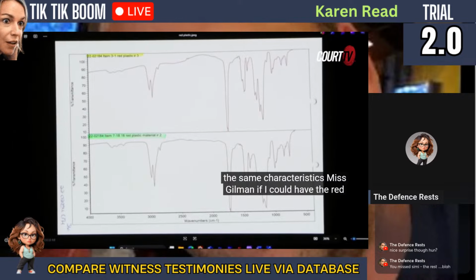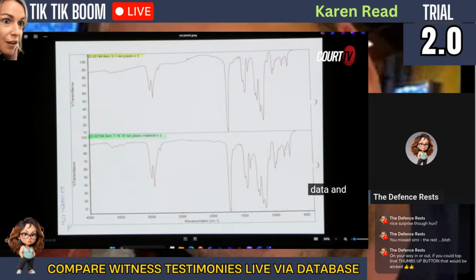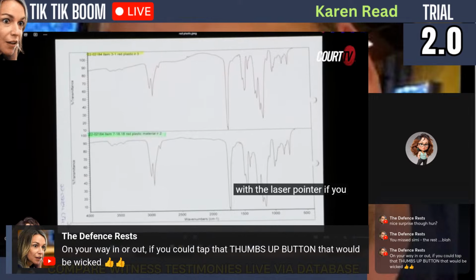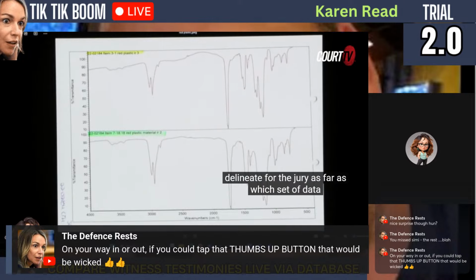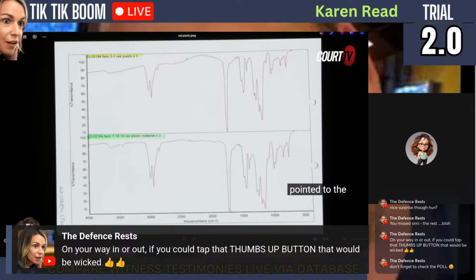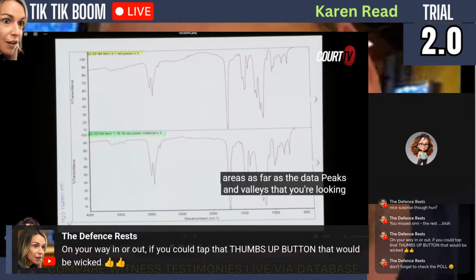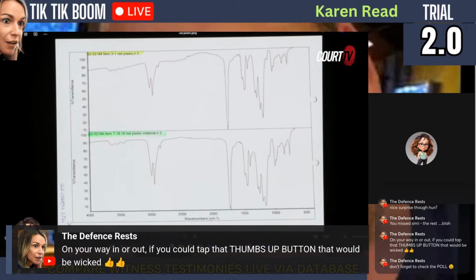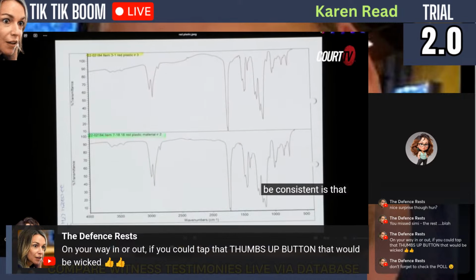Thank you. And Ms. Gilman, if I could have the red plastic data. And Ms. Hanley, directing your attention to the screen again with the laser pointer, if you could delineate for the jury which set of data is associated with which item. So the top spectrum is item 3-1, and the bottom spectrum is item 7-18.18. And again, if you could just direct the jury's attention with that laser pointer to the areas of the data peaks and valleys that you're looking at in comparison of this data. So when I'm comparing them, I'm comparing the peaks to each other in each of the spectra to determine if they are consistent or not consistent. And in this case, you found them to be consistent. Is that correct? That's correct.